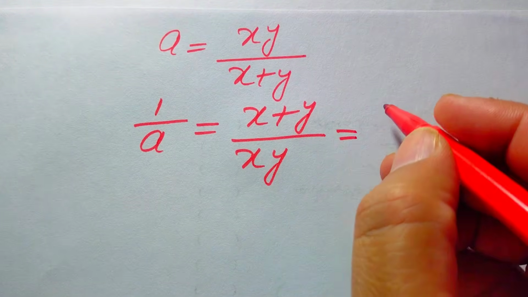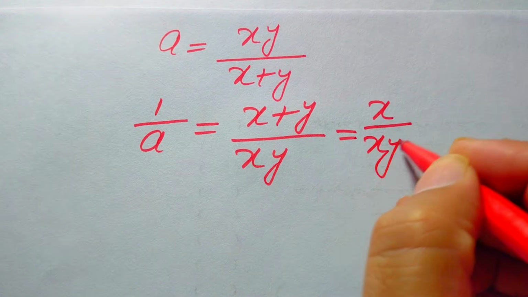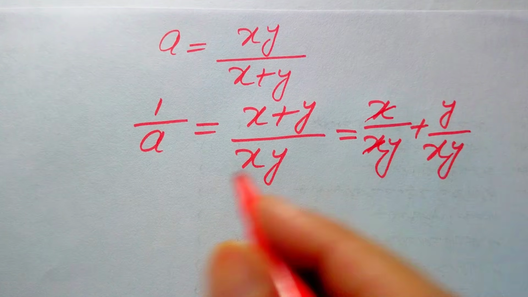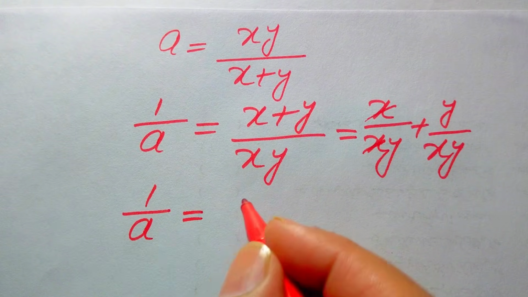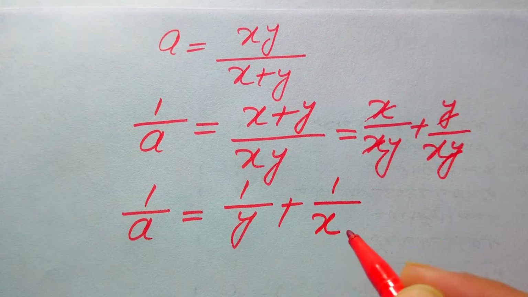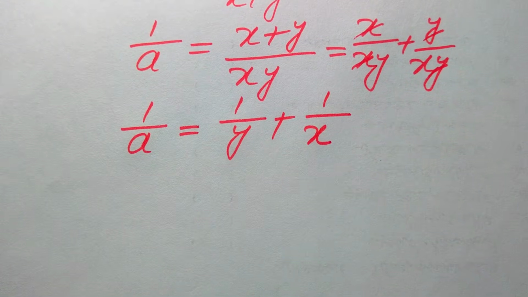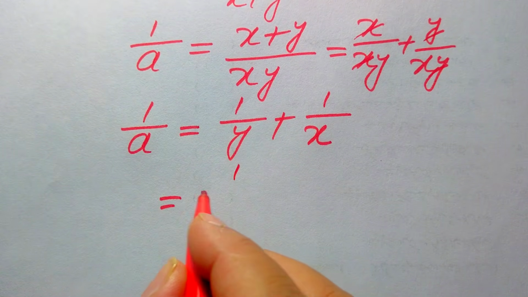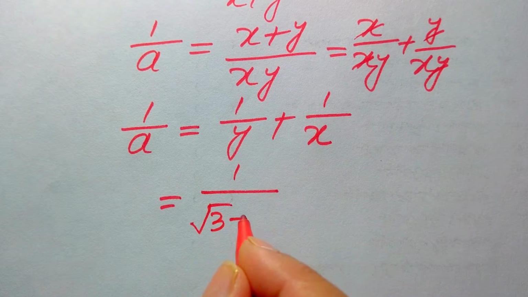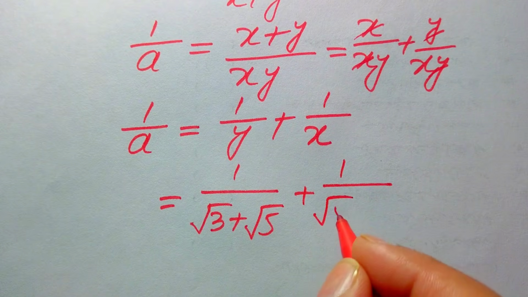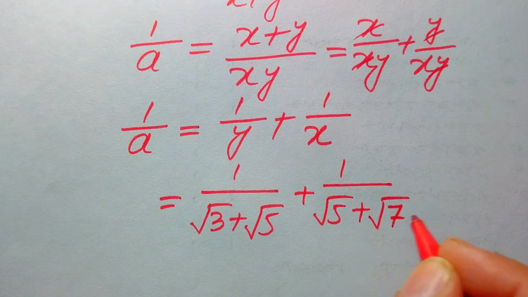So here we break this fraction and we write it as x divided by xy plus y divided by xy. This x and this x are gone and we get 1 over a equals 1 over y plus, this y and this y are gone, and we get here 1 over x. So in the next step, here we just move backward and we substitute the values of x and y, and we will take here our y is equal to square root of 3 plus square root of 5, and we choose our x is equal to square root of 5 plus square root of 7.